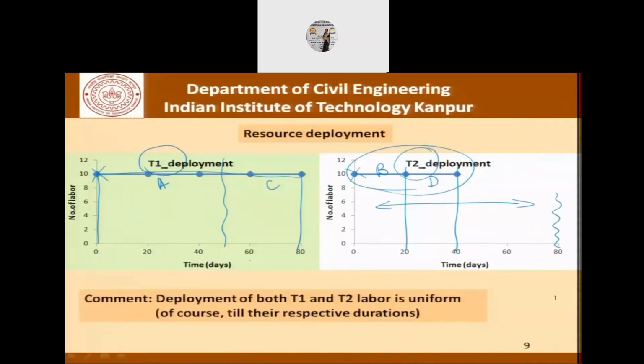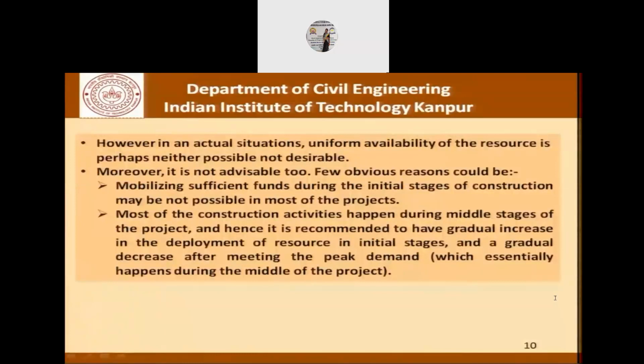Now, this approach, which assumes a constant deployment of labor, has its own problems. Uniform availability of resources is perhaps neither possible nor desirable. Moreover, it's not advisable as well. Few obvious reasons could be mobilizing sufficient funds during the initial stages of the project may not be possible in most projects. Most of the construction activities happen during the middle stages of the project, and hence it is recommended to have a gradual increase in the deployment of resources in the initial stages and gradually decrease it after meeting the peak demand, which essentially happens during the middle of the project.